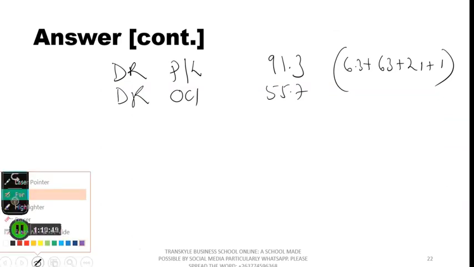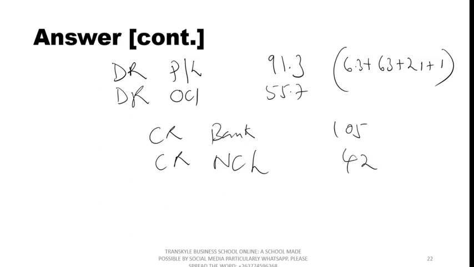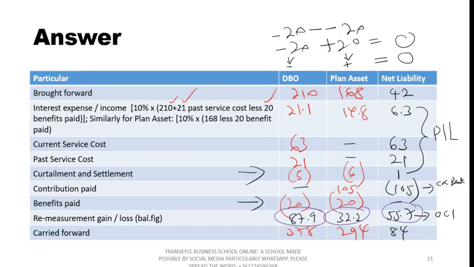Then we have to credit the bank with 105, and we credit the non-current liabilities with 42. Where did we get the 42? The 42 is there.